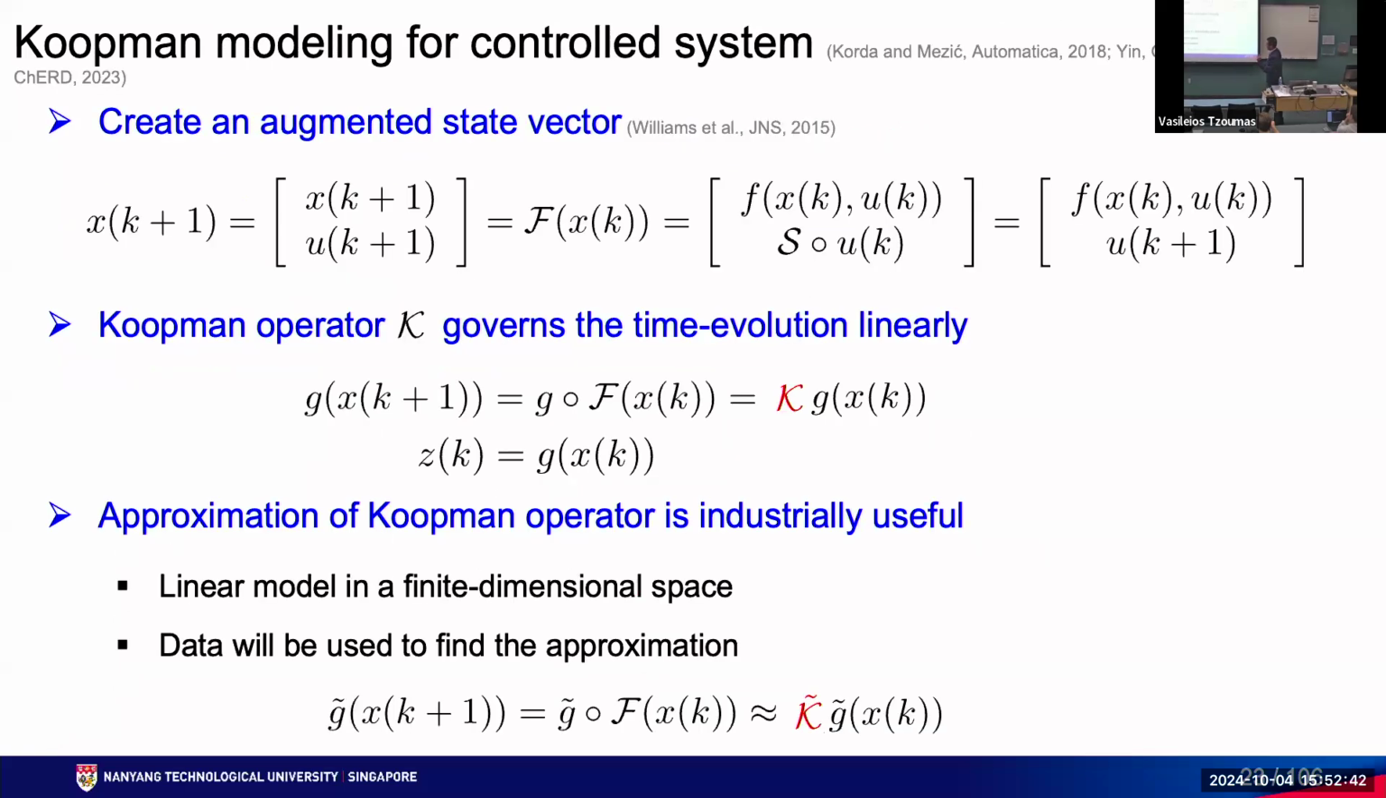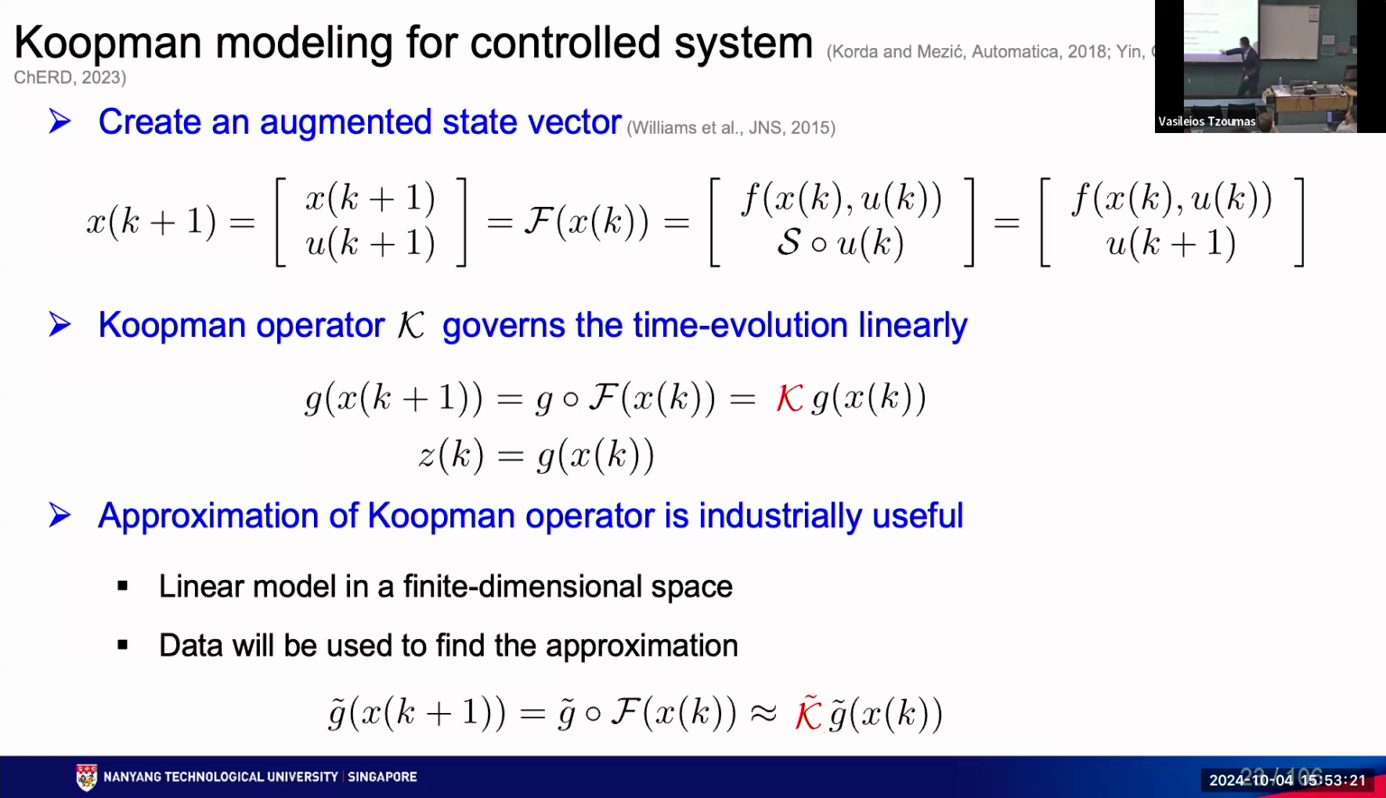So the idea is straightforward. Augmented, with a bit of abuse of notation, an augmented state vector is constructed. So the control input is appended to the state vector. And this is the dynamics of the nonlinear system. The idea is to find the Koopman operator under the lifting function for the lifted state vector. And in this way, we do not want to find the exact Koopman operator. Instead, we are going to find a finite dimensional approximation of the Koopman operator, which is denoted by kappa tilde.